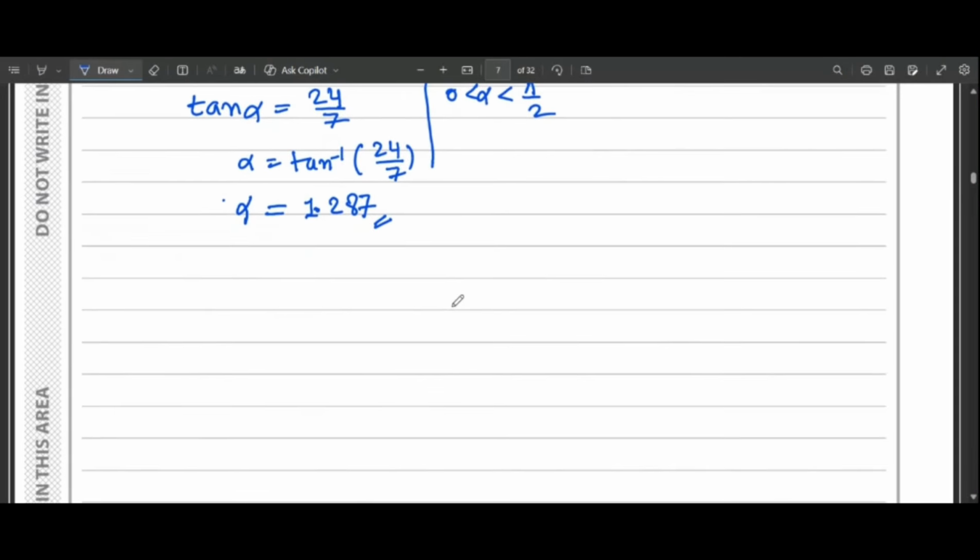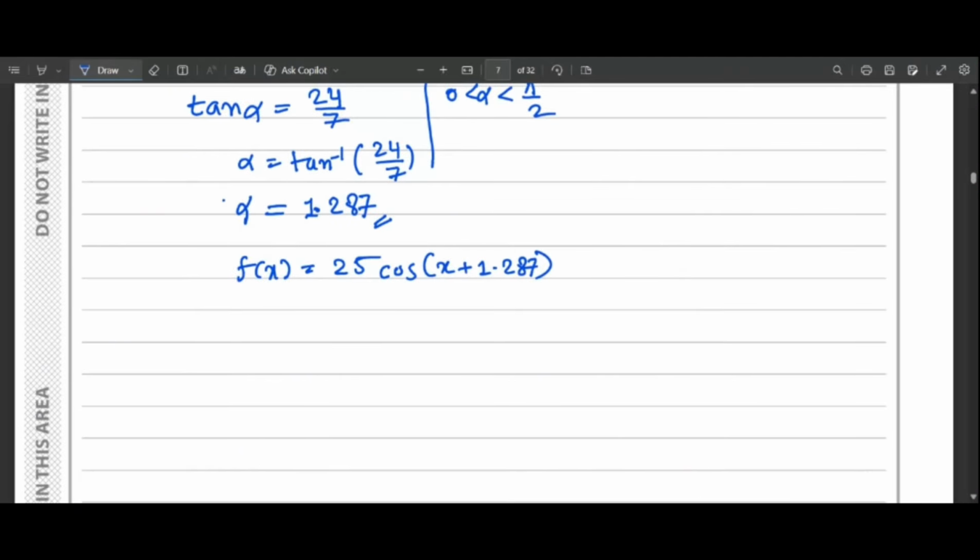From this, we can now express our function f(x) in the form r cos(x plus alpha). So we know r is 25, and we can write cos(x plus 1.287).